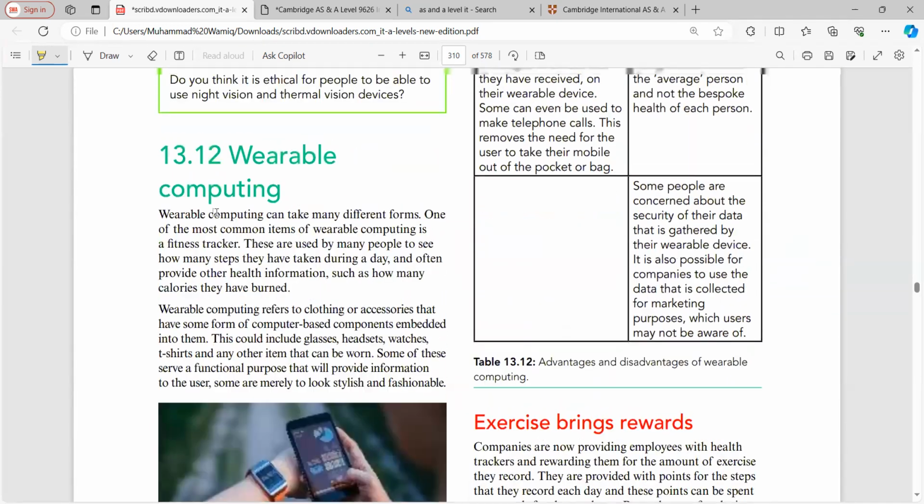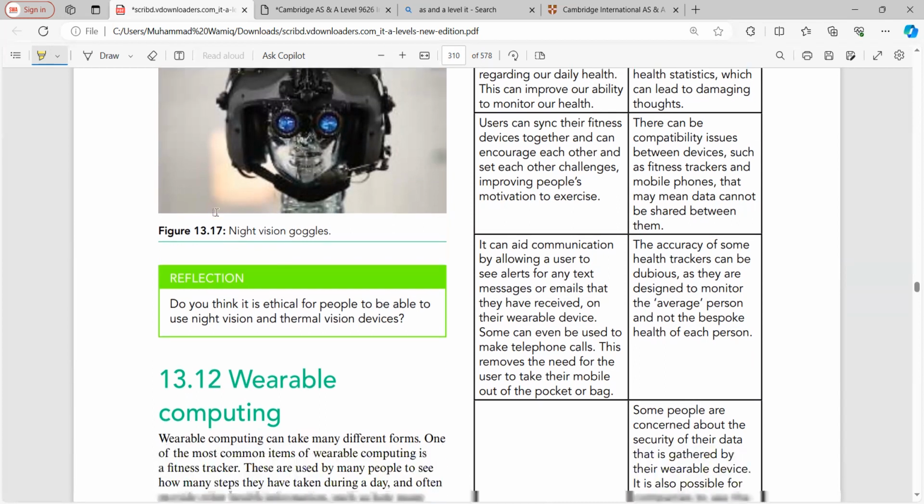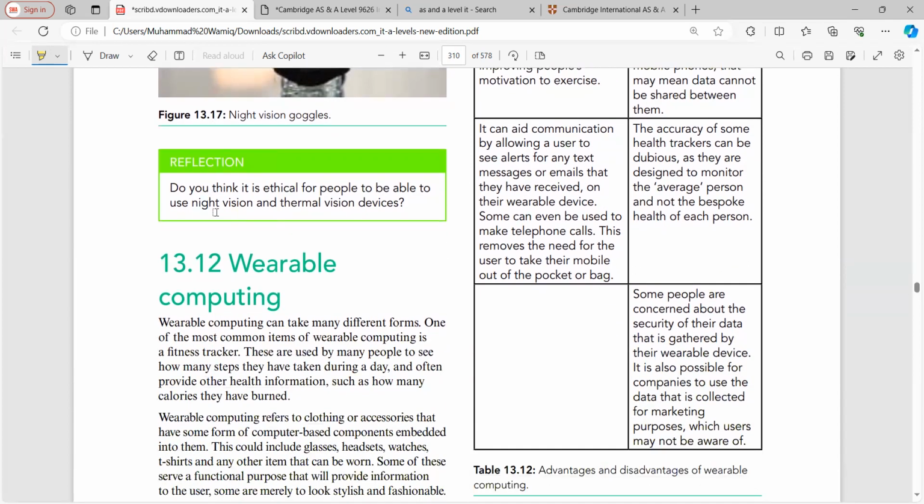However, there can again be some advantages and disadvantages. Advantages can be that it provides you with statistics of your body, such as your mental health and your ability to improve. Users can sync their fitness devices together and encourage each other. It can also aid communication by allowing alerts, messages, text, emails or phone calls to be integrated. Disadvantages can be that users might become too obsessed with their health statistics, and there could be some compatibility issues as well. The accuracy of these trackers might not always be correct, and some people are concerned about the security of the data gathered by these wearable devices.